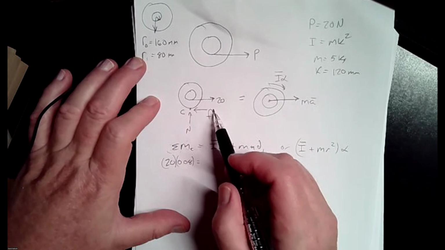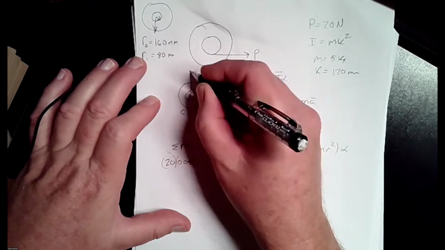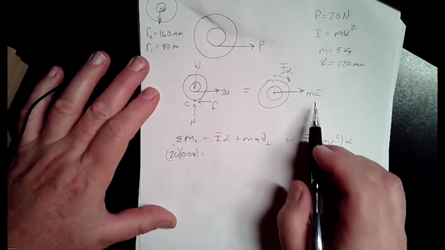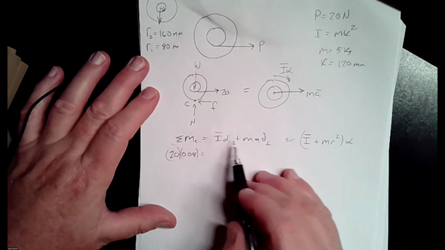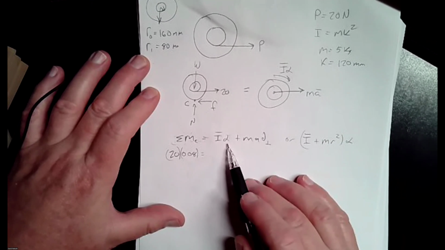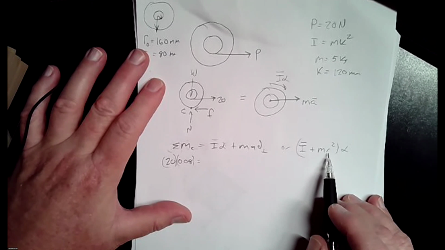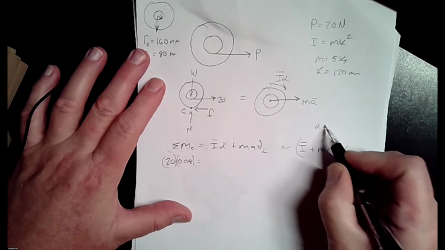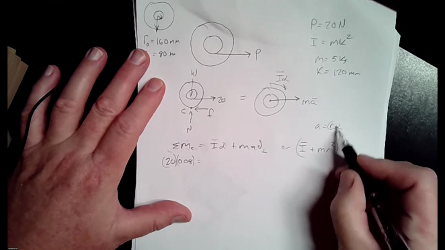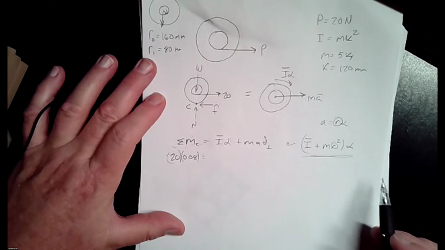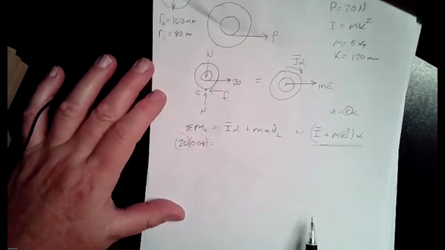There's point C and F and the weight. And that equals I alpha plus MA. Okay. So again, we're going to do sum of the moments about C equals I alpha plus MAD. Now remember, as I derived in another video, this is the same as this because if you substitute A equals R alpha, that R and that R are the same. So you get that. So I'm going to use this time. It doesn't matter, six of one, half a dozen of the other.